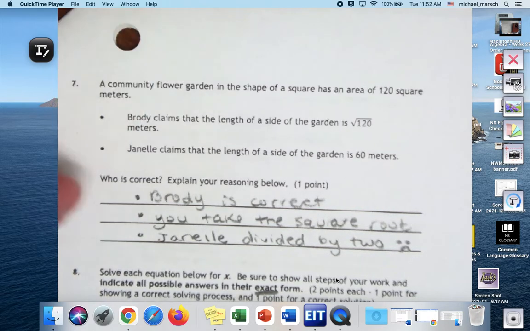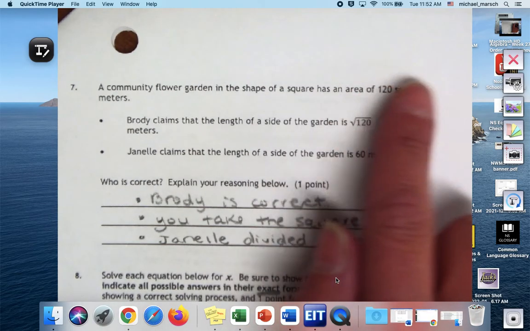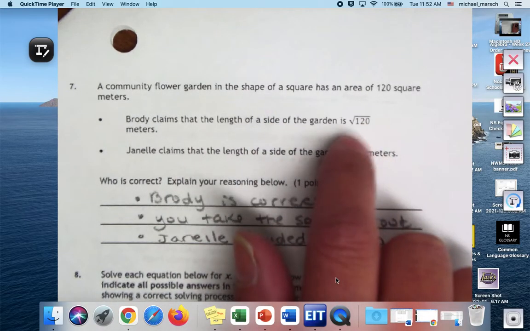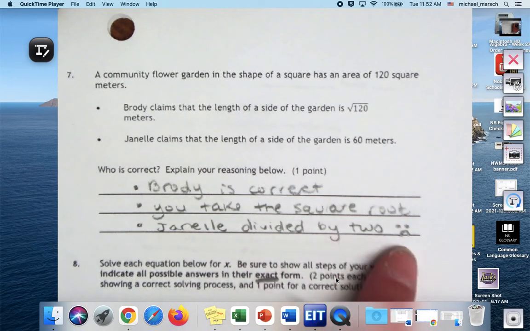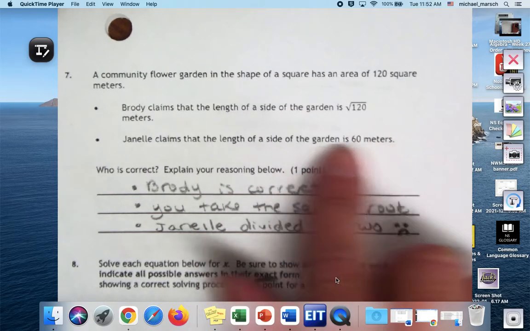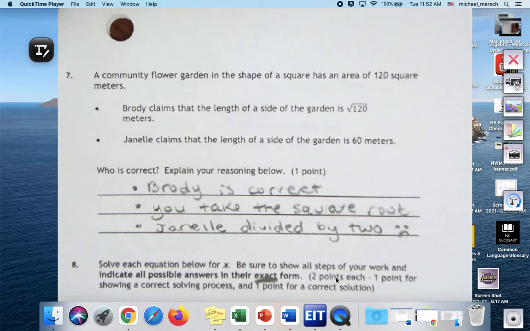Sorry to Janelle, but Brody was correct. Right? Remember, we didn't take the square root of the area to find a side length. So he is correct that the side length would be a square root of 120. Janelle's mistake was that she divided by 2. So that is not correct. We've never done any dividing, right? So she took 120 and divided by 2 to get a side length. But that's not how you find the side length because area is done by multiplying the 2 sides. So you have to take the square root, right? Side times side is side squared. Have we done any other practice with this question?